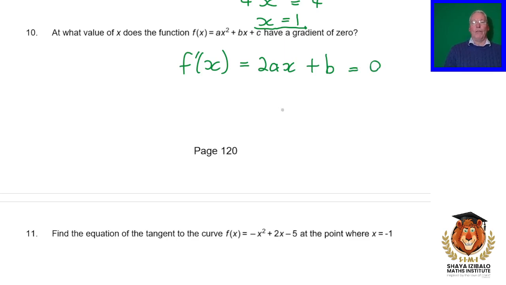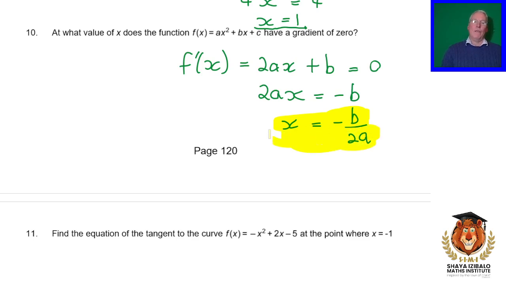Now let's solve this. Let's work out what value of x will make this 0. We're going to subtract b from both sides. We're going to divide both sides by 2a. And we get negative b over 2a. Now that should ring bells for you. That is a formula that we gave you way back in grade 10 and 11 for the coordinate of the turning point of a parabola. Now we have confirmed that formula using calculus.